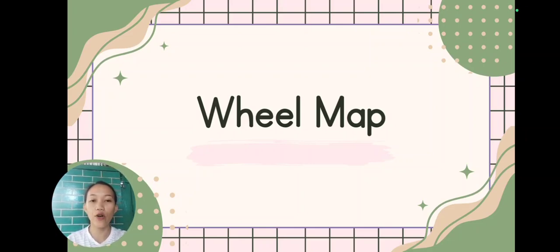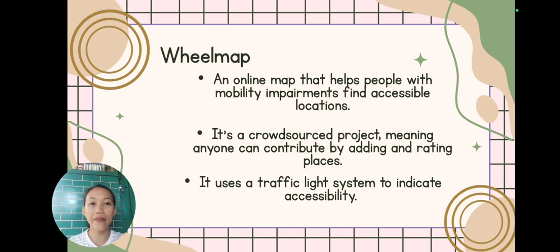Today, I will be reporting on Wheel Map and Cycle Graph. Wheel Map is an online map that helps people with mobility impairments find accessible locations. It's a crowdsourced project, meaning anyone can contribute by adding and rating places. It uses a traffic light system to indicate accessibility.